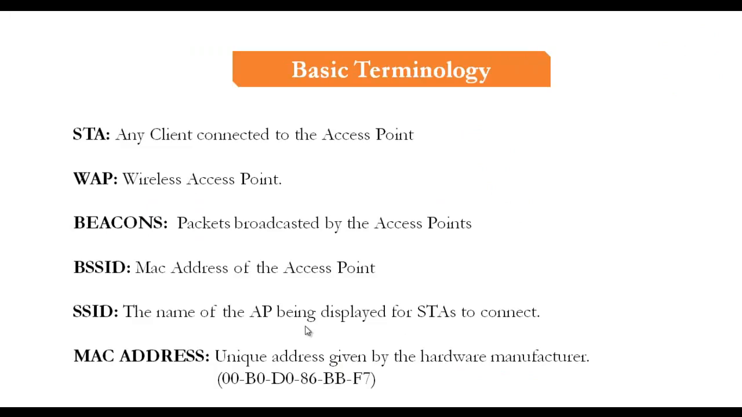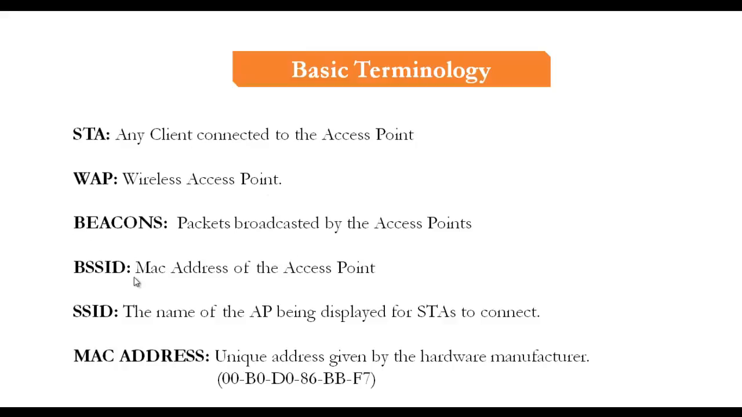So before actually starting the attacks on wireless networks, let us try to understand some basic terminology. STA stands for station. Any client that is connected to our access point can be termed as STA. WAP stands for wireless access point. This is the actual router we have, the wireless router. In our case, this is iBall Baton. And beacons are the packets broadcast by the access points. In our case, our iBall Baton router broadcasts some packets to show its availability.